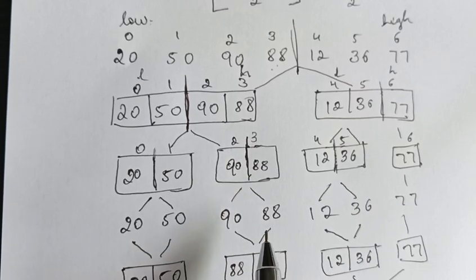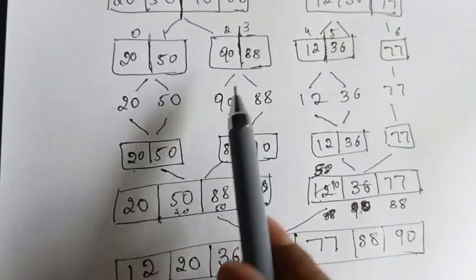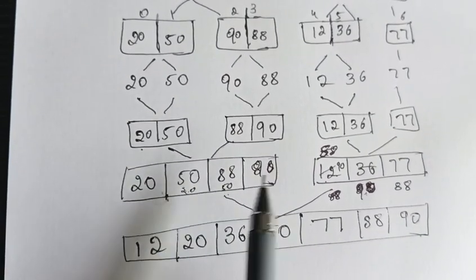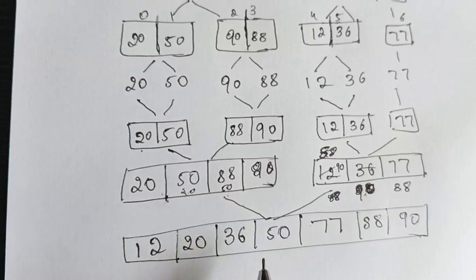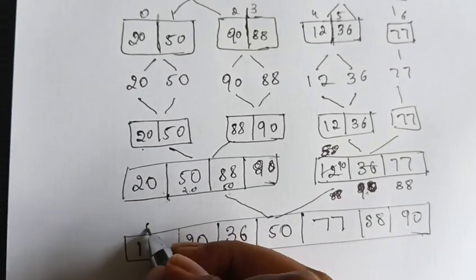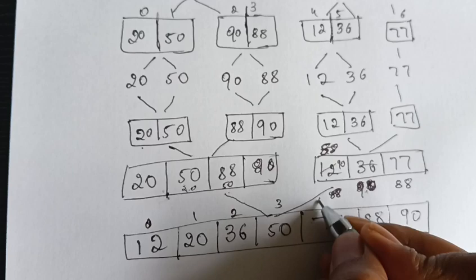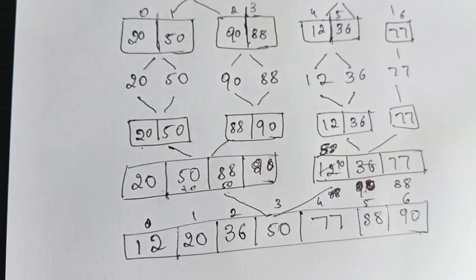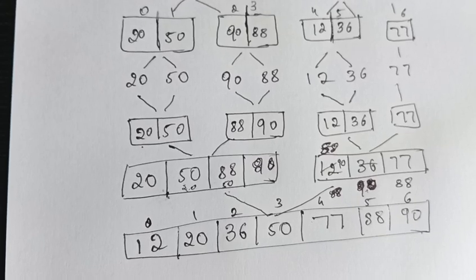Once division is done, I have to sort and merge all the elements. I have to keep on comparing the elements with one another and then I'll keep on merging all the elements. So this is the array index what we have. So this is how we'll sort the elements using merge sort.